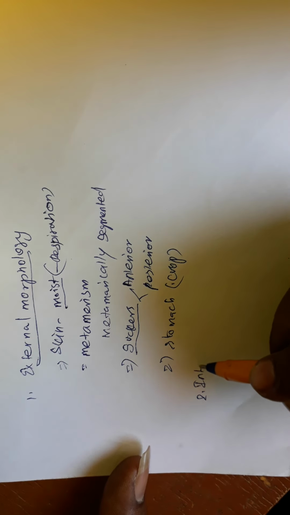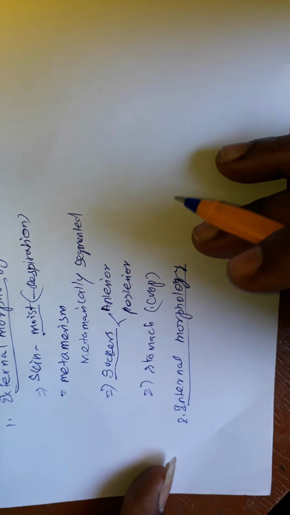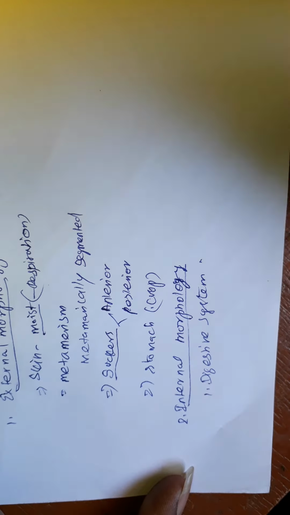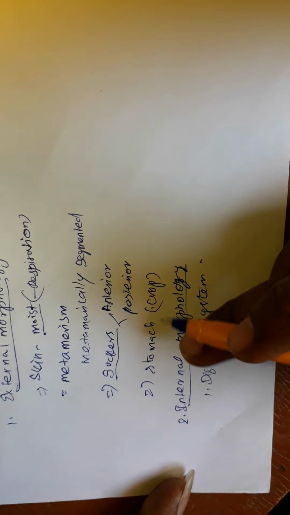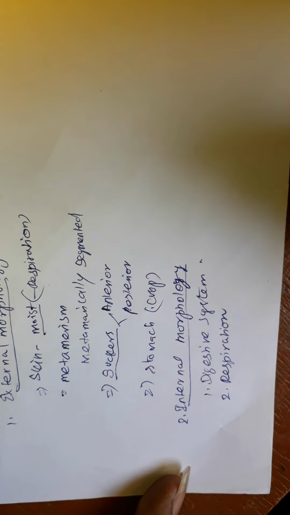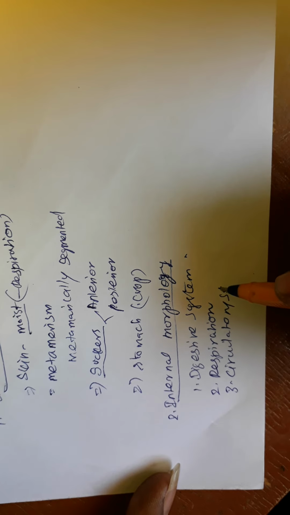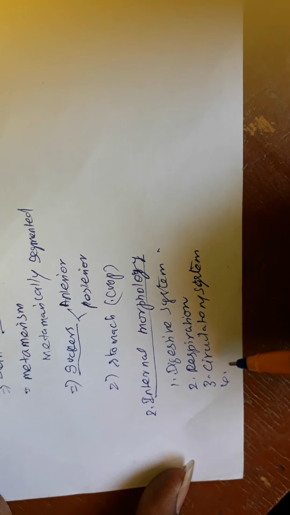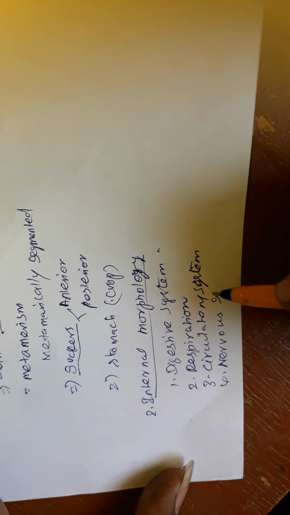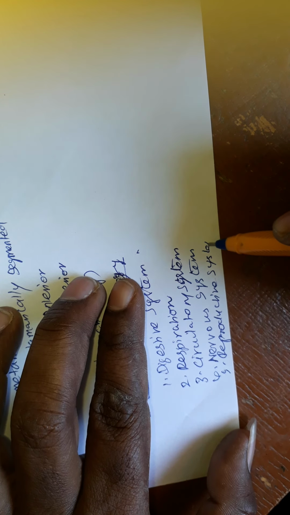Now the internal morphology. When we cut into the leech with a fine instrument and observe the internal parts, we see a digestive system, specialized with a crop, intestine and stomach. Respiration takes place through the skin, as already told. Then there is the circulatory system, the nervous system, the reproductive system, and so on. These are the internal morphology of organs and organ systems.